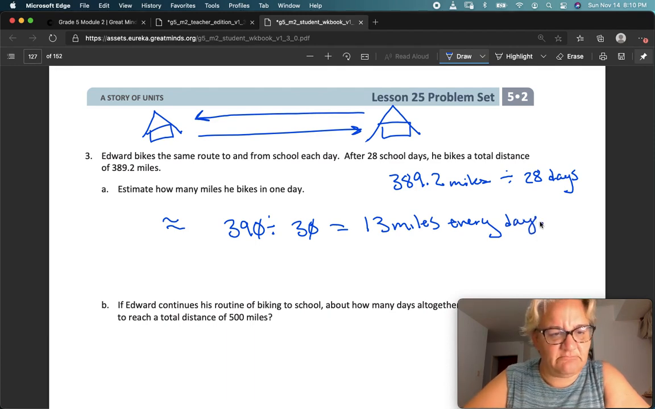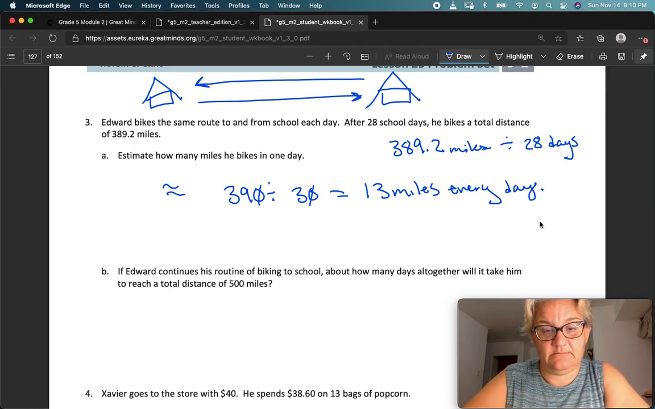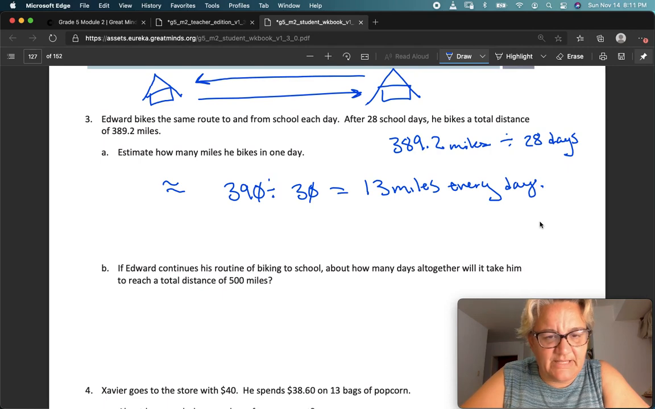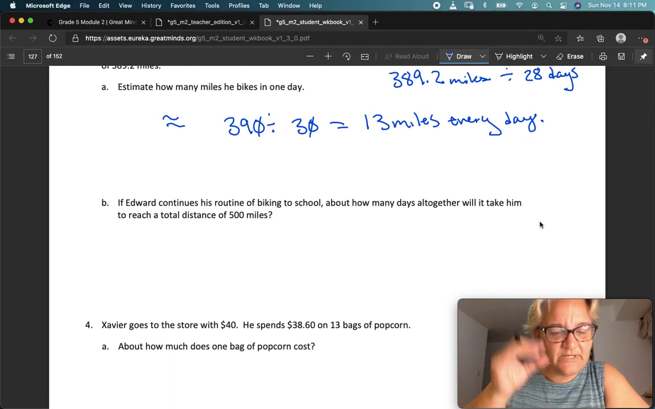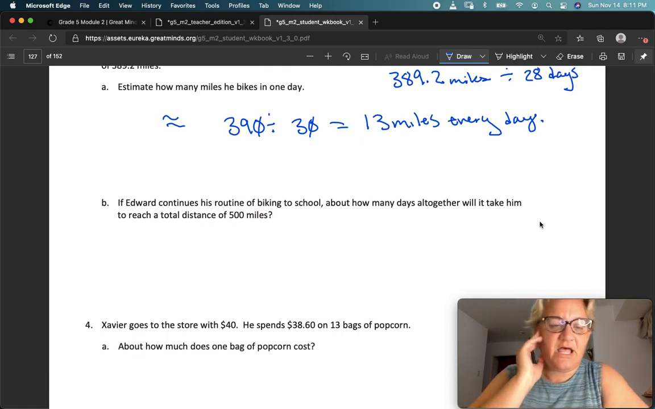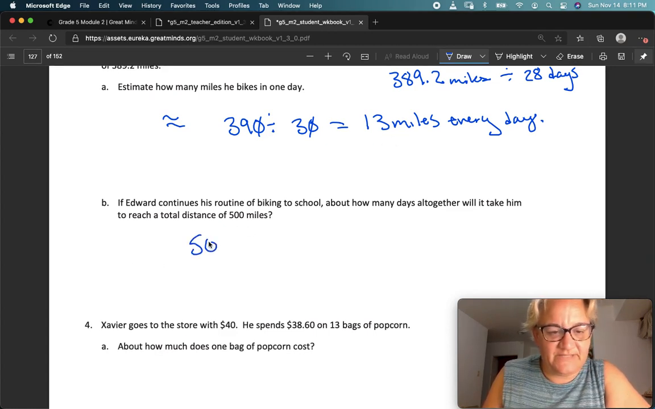He must live in the country. Wow, that's a lot of miles, which makes me think the question might be wrong, but I think that's right. Okay. If Edward continues his route of biking to school, about how many days altogether will it take him to reach a total distance of 500 miles? So now, if we are estimating he goes 13 miles a day, we're going to divide 500 by 13, okay?